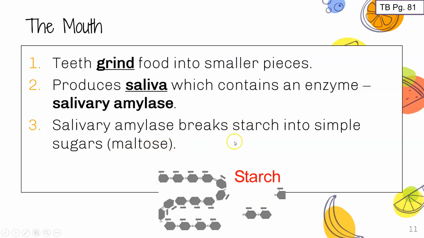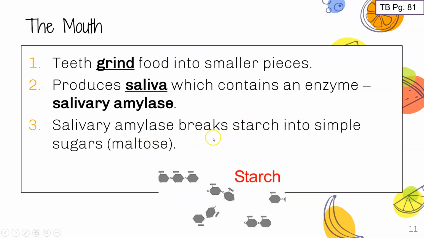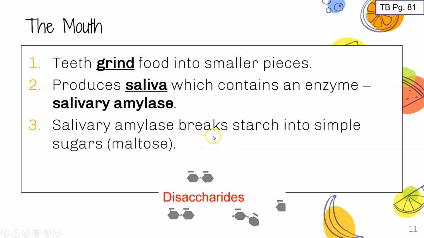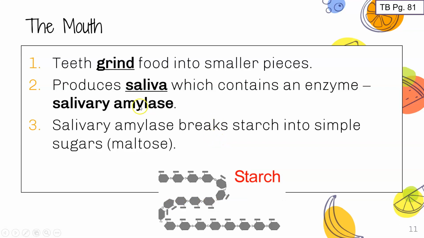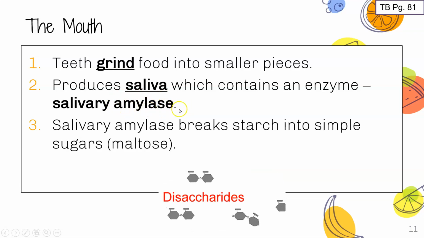Now the pH of the mouth is neutral, or roughly near neutral, so it's about 7. So the optimum pH of the amylase should be about 7.